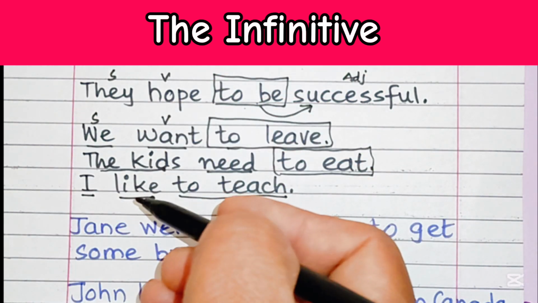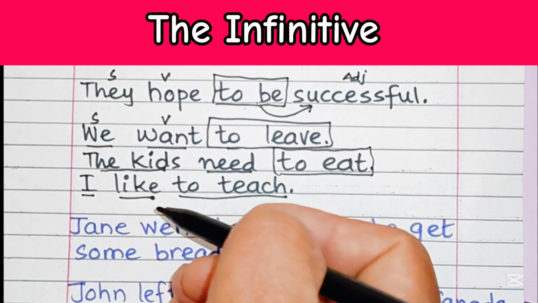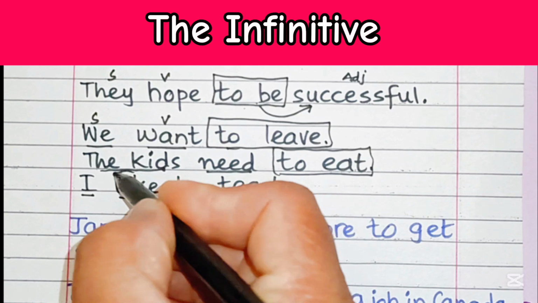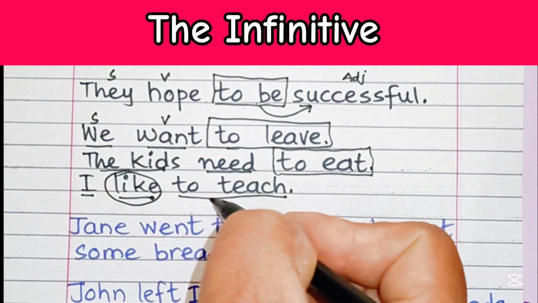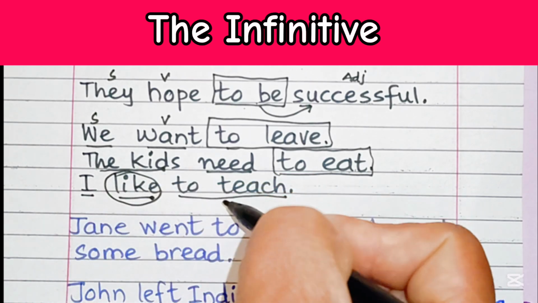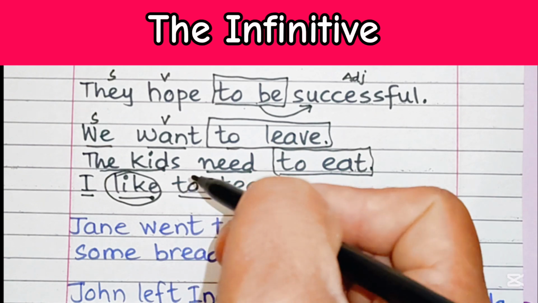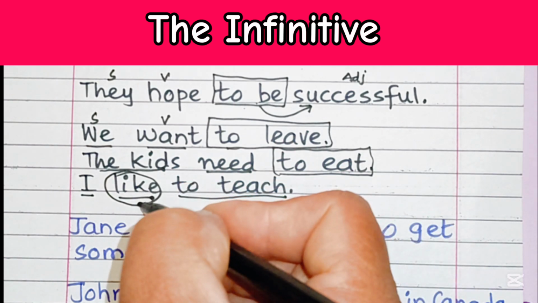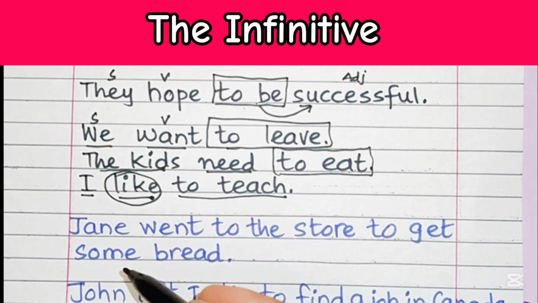Infinitive often explains why a person does something. So after the verb like, we normally put an infinitive. I like to play, I like to teach, I like to run, I like to eat, whatever you write. So this verb often takes an infinitive after it. But as I said, infinitives often explain why a person does something.